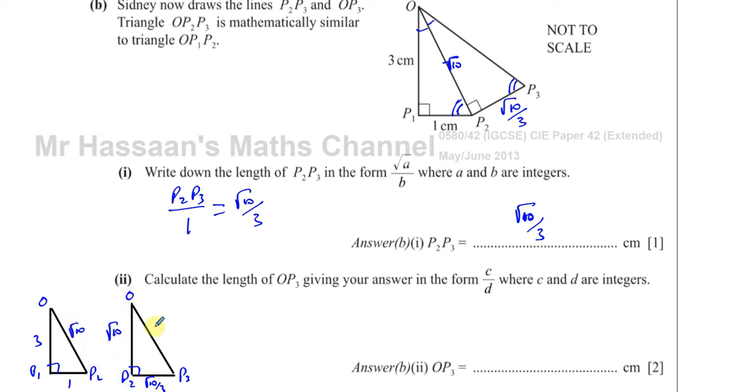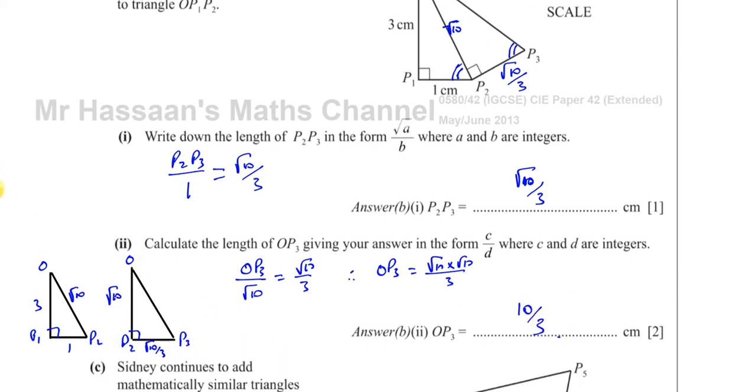So I know that OP3 divided by root 10 is the same ratio as root 10 divided by 3. Okay, it's the same ratio as that. So therefore I can say OP3 is equal to root 10 times root 10 over 3, which is 10 over 3. That's the length of OP3.